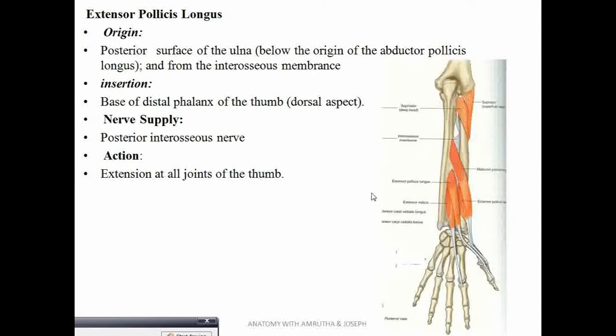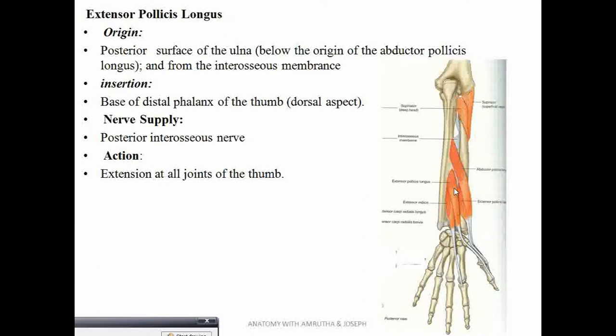Extensor pollicis longus. This muscle again lying medial to extensor pollicis brevis, originating from the posterior surface of the ulna, below the origin of abductor pollicis longus, and also from interosseous membrane. Insertion, this is inserted to the distal phalanx of the thumb on the dorsal aspect. Nerve supply is posterior interosseous nerve.